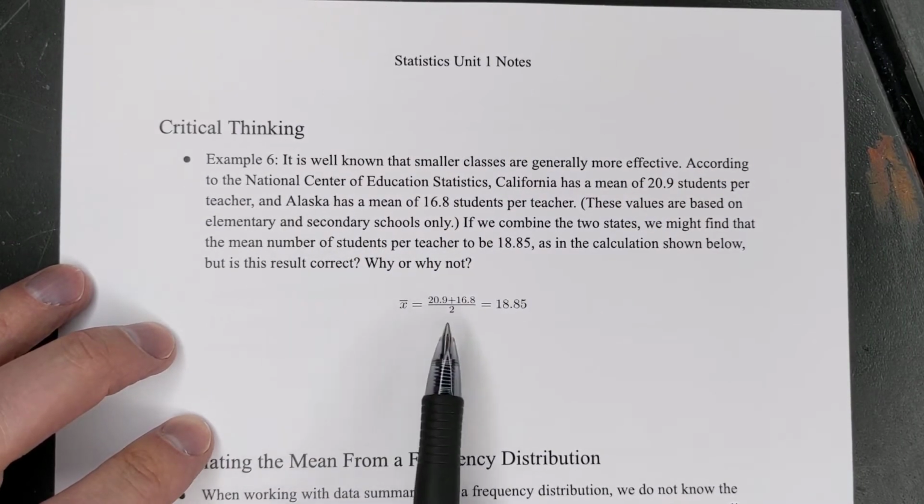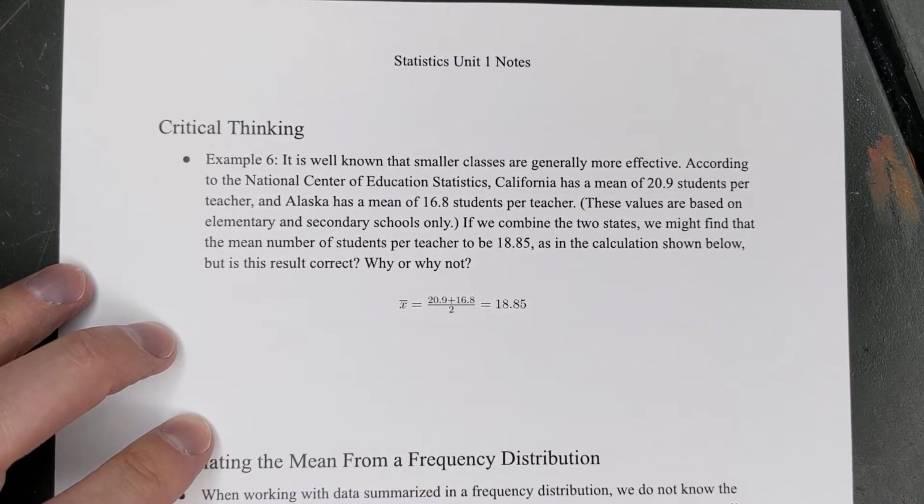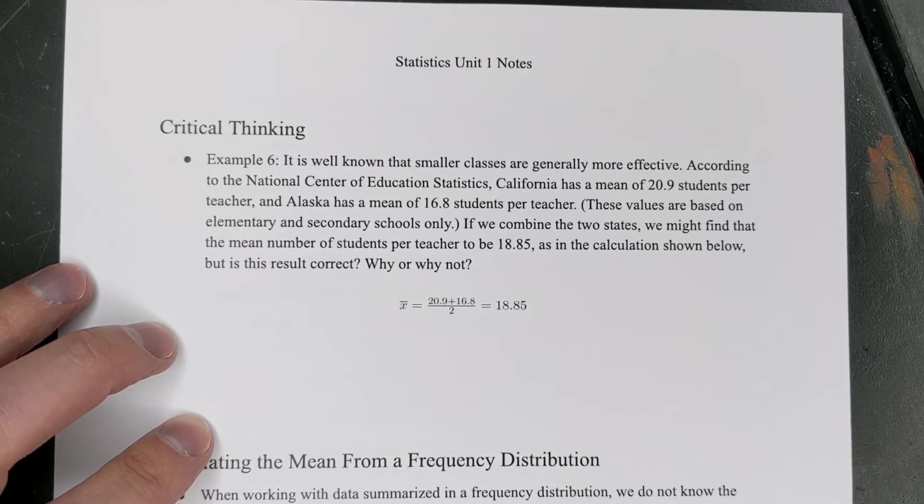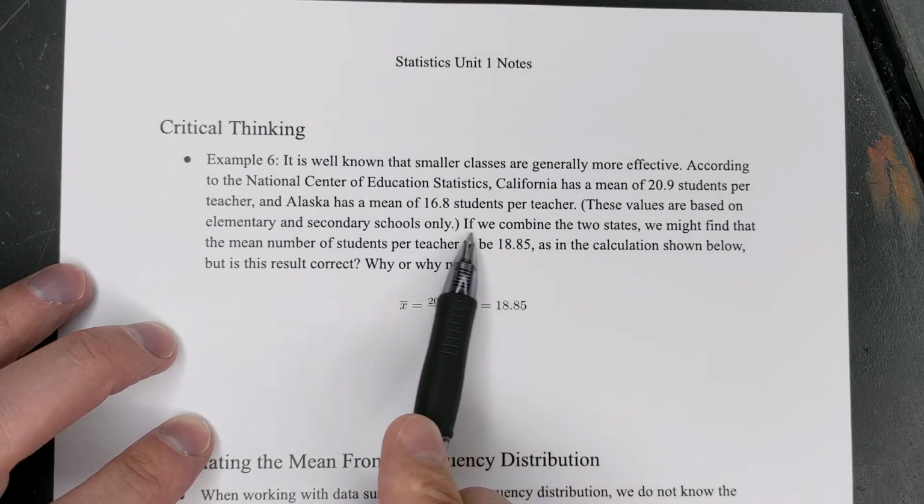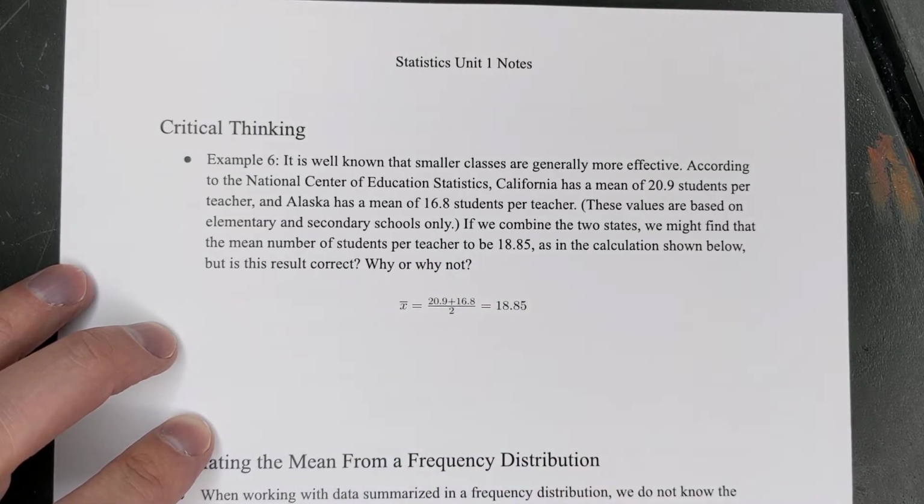So example 6. It says, well known that smaller classes are generally more effective. According to the National Center for Education Statistics, California has a mean of 20.9 students per teacher, and Alaska has a mean of 16.8 students per teacher. These values are based on only elementary and secondary, so no colleges. If we combine the 2 states, you might find the mean number of students to teacher would be 18.85. So if you notice, they carry 1 extra decimal place compared to that, as the calculation shown below.